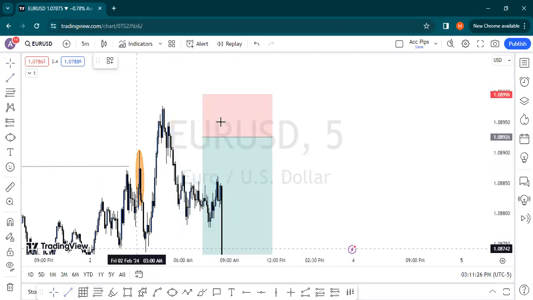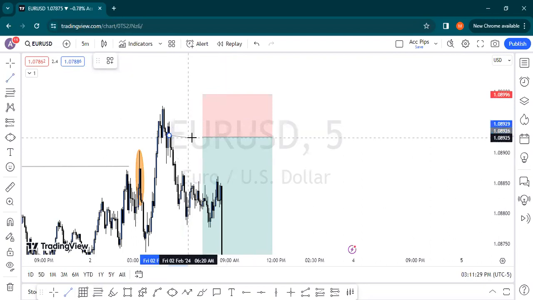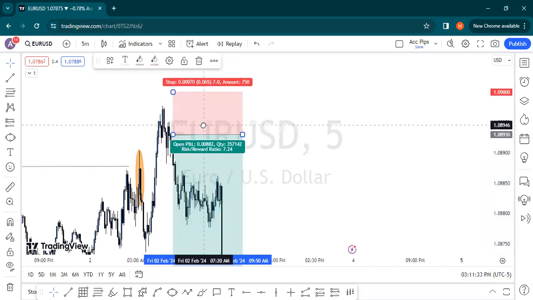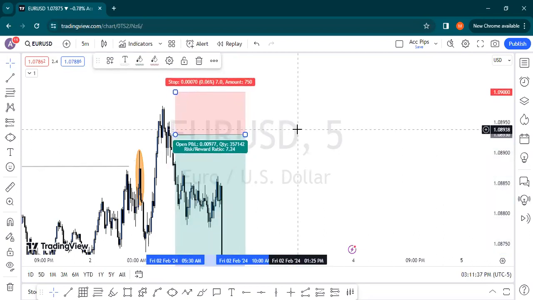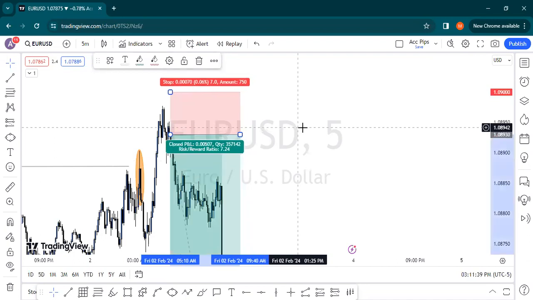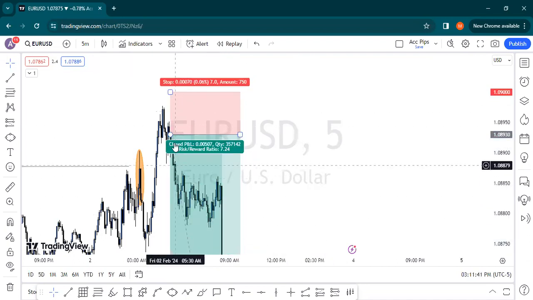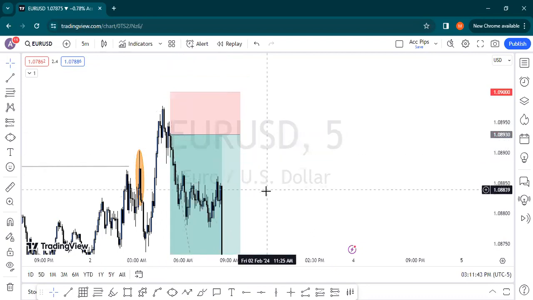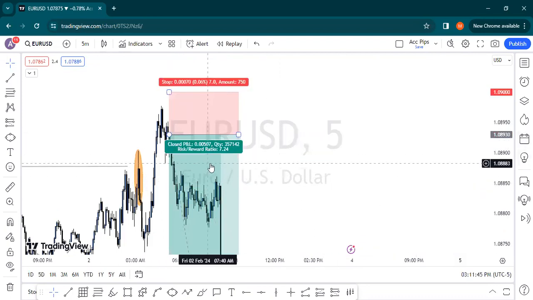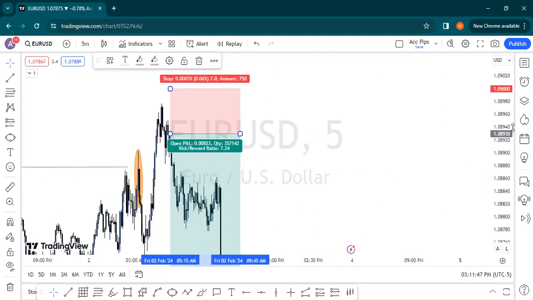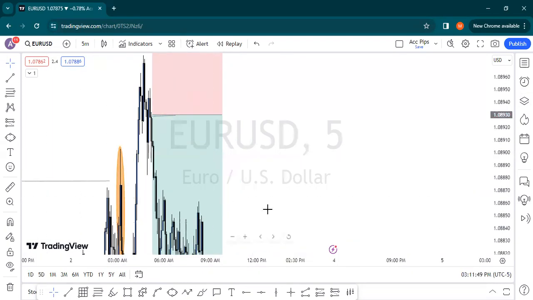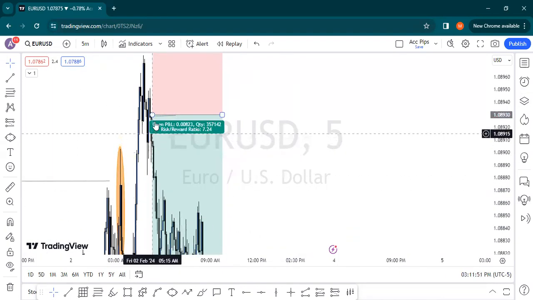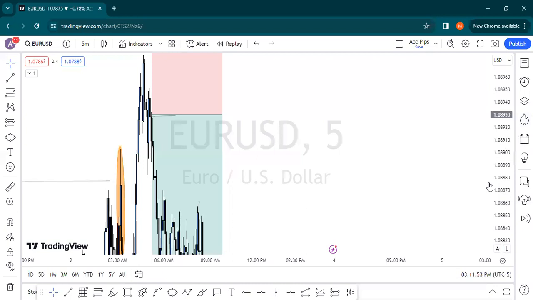I want to draw a line here. This is our... so I want to be sure it mitigated. So yeah, it went back because the third candle, which is this, didn't mitigate. So that entry was missed.